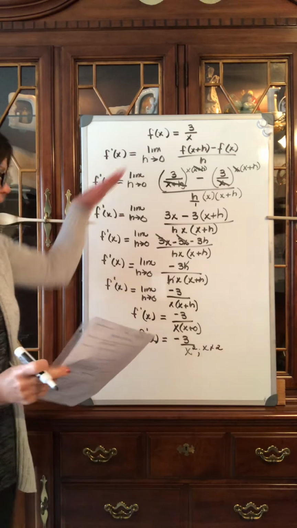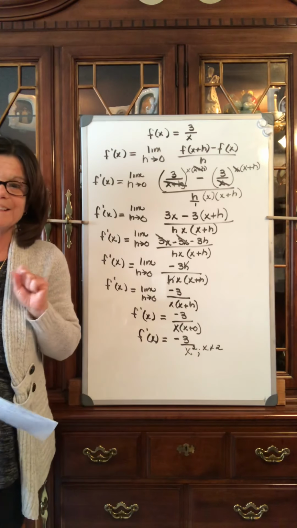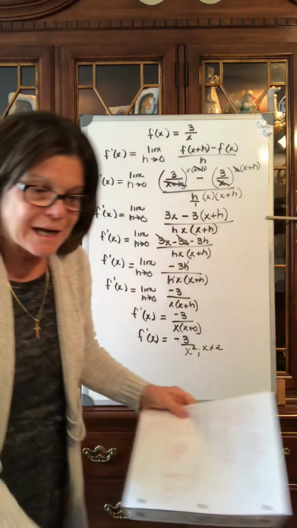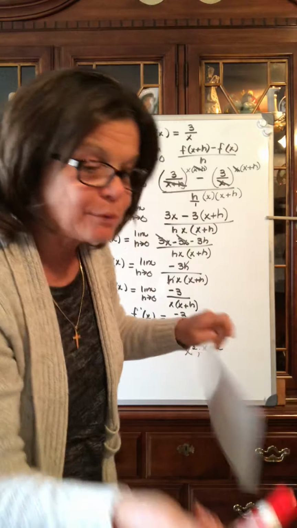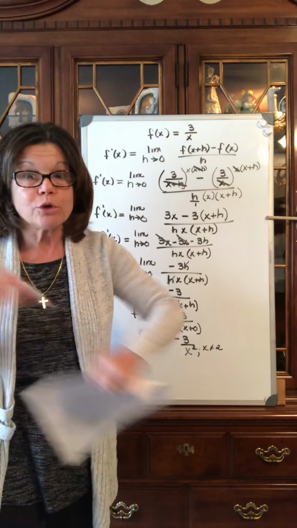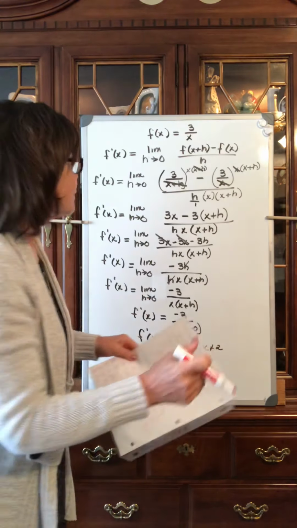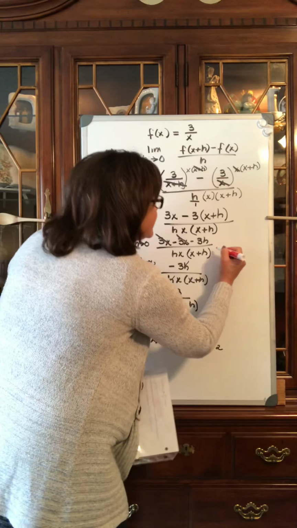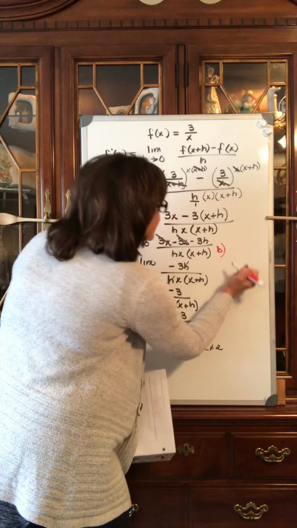Okay, so that's a lot of math. That's your by definition. I'm going to do the shortcut rule in red right next to it, and I'm going to show you that we're getting it the same way. So that was part A. This is part B by using the shortcut.